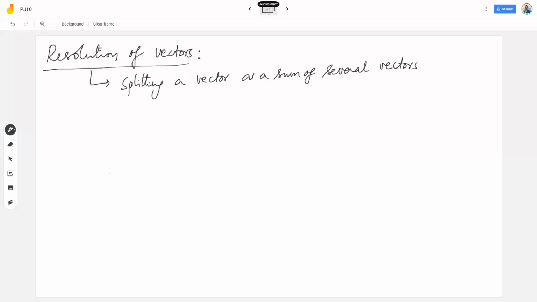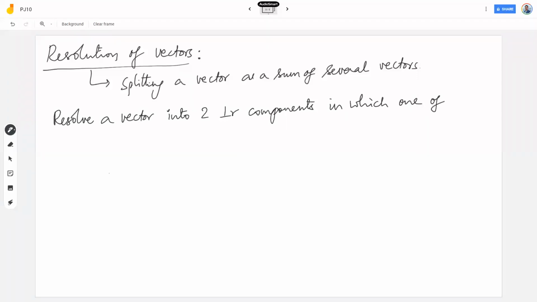So we restrict ourselves like this. We always try to resolve a vector into two perpendicular components. The components are perpendicular to each other, in which one of them is along a given line of action. One of those vectors must be along the given line of action.